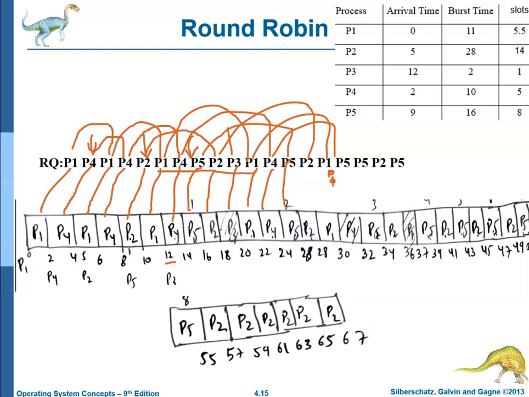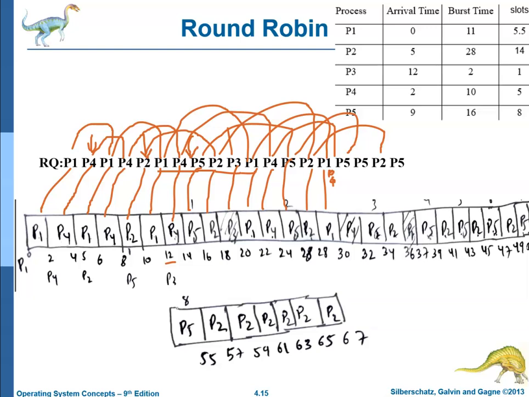is given the CPU. After P5 completes its execution, it is added to the end of the ready queue, and P2 is given the CPU. After P2 completes execution, it is added to the end of the ready queue, and then P1 is given the execution. P1 completes execution, it is added to the end of the ready queue, and then P4 is given. So like this you are going to continue this execution.